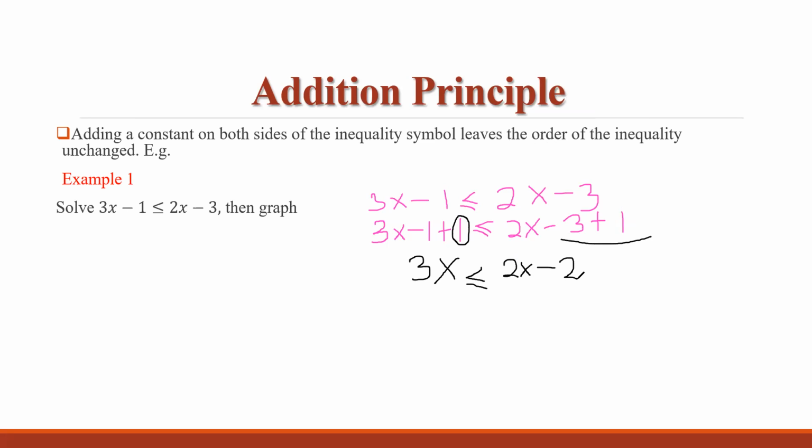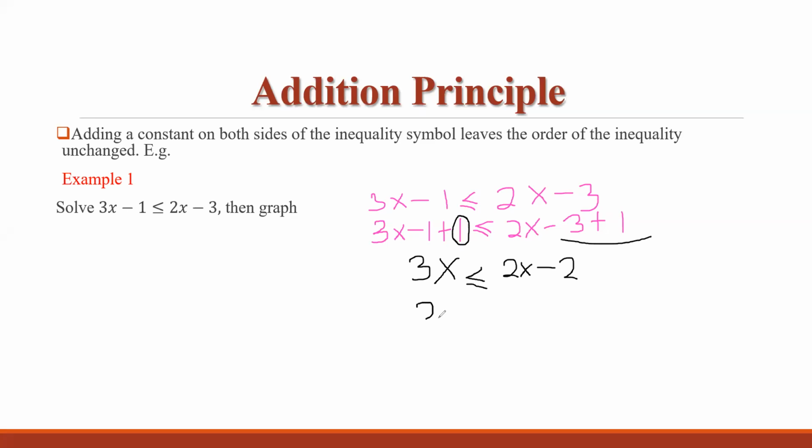So what I need to do is to collect the what? The like terms. Again, we are seeing 3x on the left, then 2x on the right. So they need to come together. So I'm going to remove this 2x. It is going to cross the inequality symbol and come on the left. Remember, it is positive, so it's going to become negative when it crosses the inequality symbol.